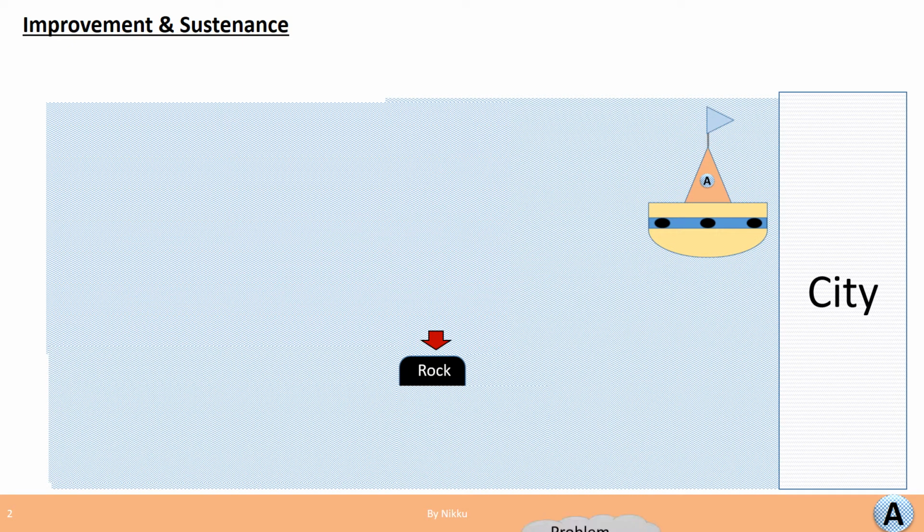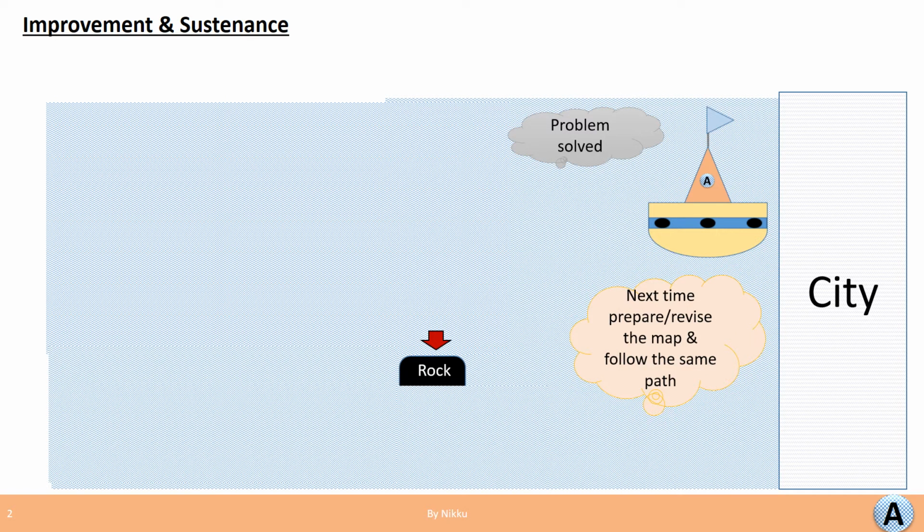That means he had solved the problem. What does he have to do next time? He has to revise his map and follow the same path when he comes back to this city again. So the problem he solved, that is improvement, and what he will do from next time, that is sustenance.